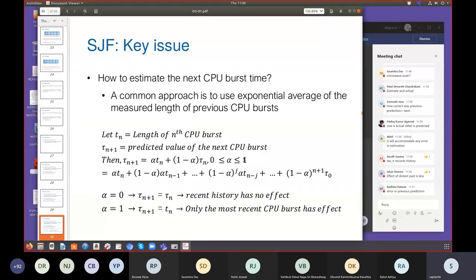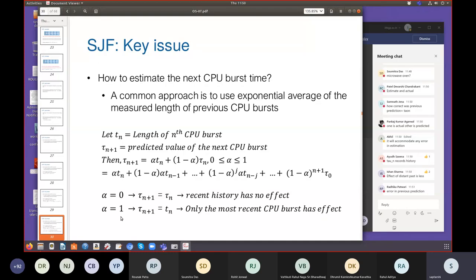Let us discuss the two extreme cases. Say when alpha equals 0, that means tau n plus 1 equals tau n. That means we are not changing our estimate. Tau n was our estimate in the previous time, and tau n plus 1 will be the same as tau n. So the recent history has no effect. Whatever we had estimated previous time, we are continuing with the same estimate.